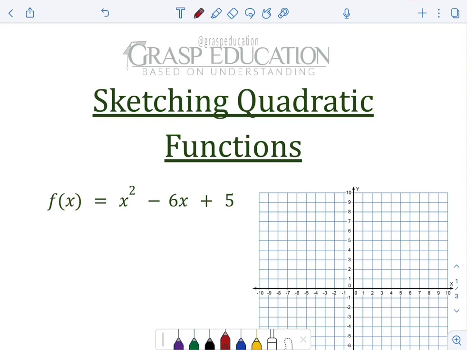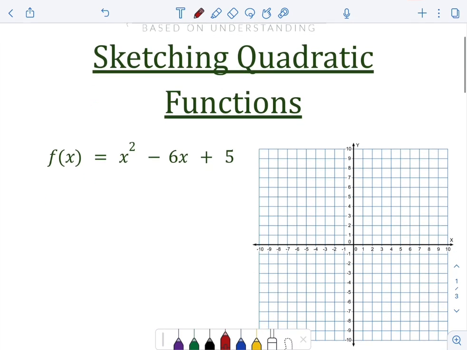In this video, we'll be sketching quadratic functions. A quadratic function is a function that has a number in front of x squared, a number in front of x, and a number on the end. And a quadratic function gives me the shape of a parabola.